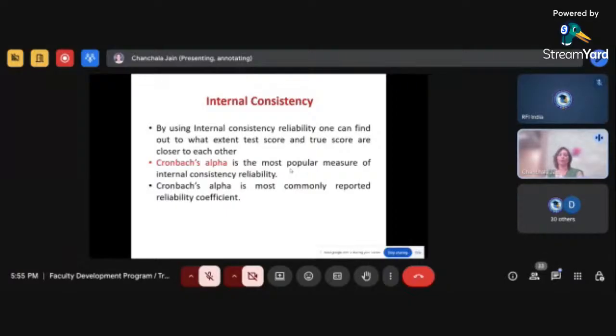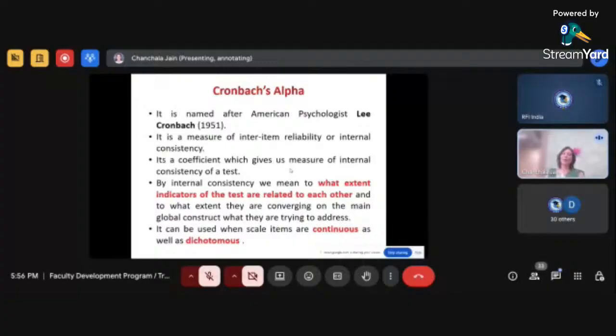right? This particular Cronbach alpha was given by Lee Cronbach in the year 1951. He was an American psychologist. He developed this particular measure to measure the reliability, right? Now, using this, as I told you, we can measure up to what extent the indicators or items or the questions are related to each other, right?